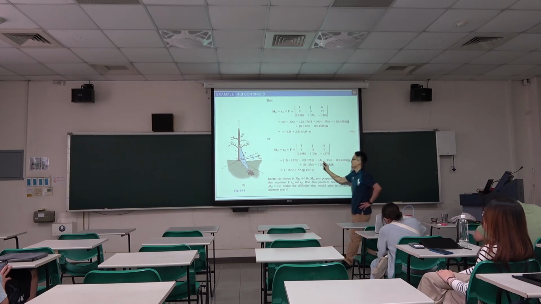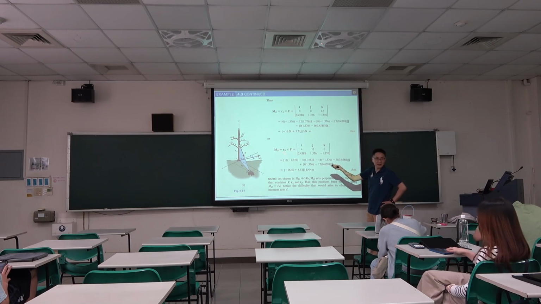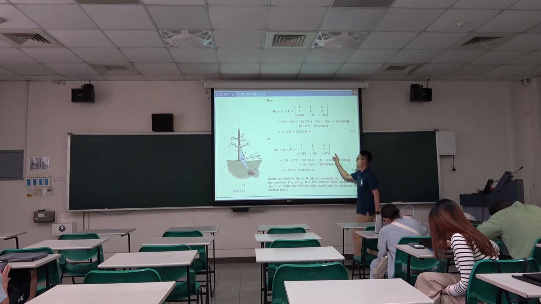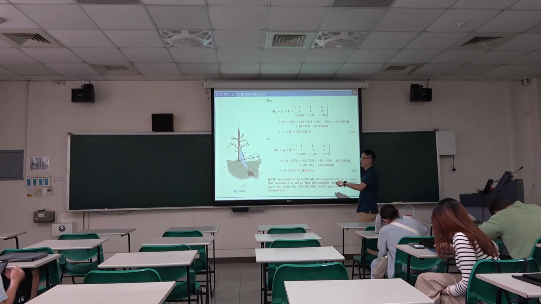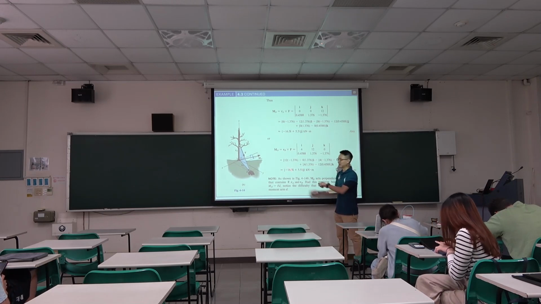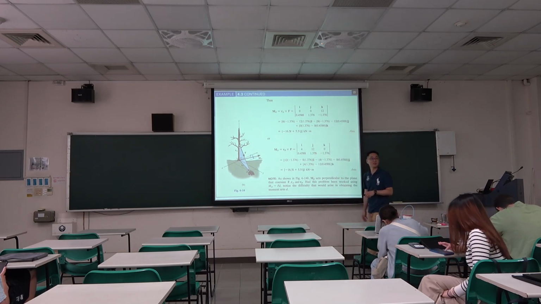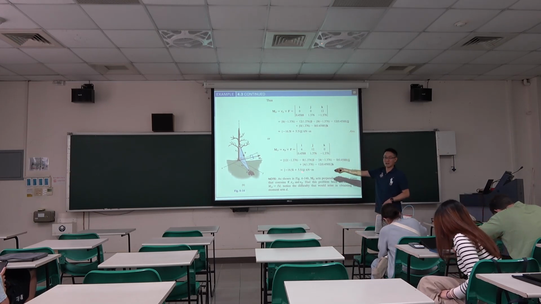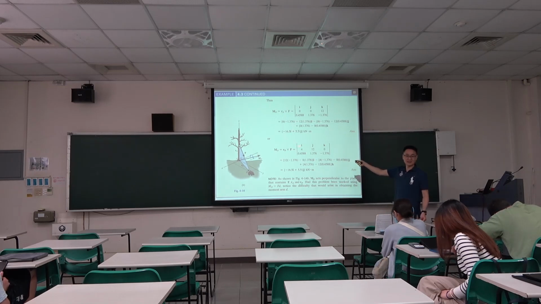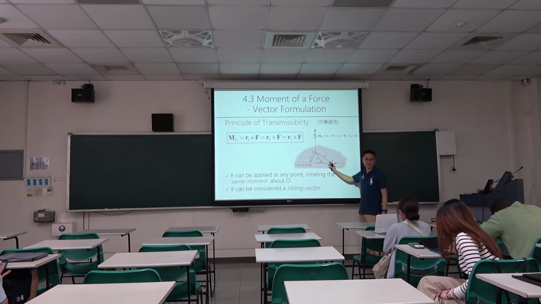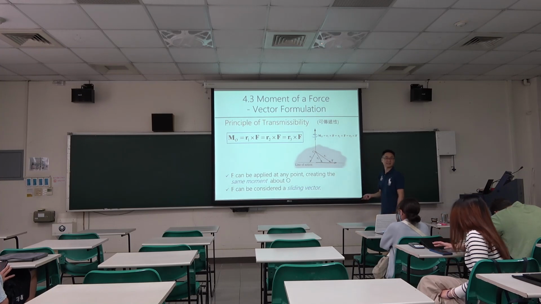With the same approach, we use a different position vector. We use RB cross F. The procedure is all the same, but finally we can see the answer is the same as above. So it shows that although we have two different position vectors, it follows this rule, and we will get the same answer.